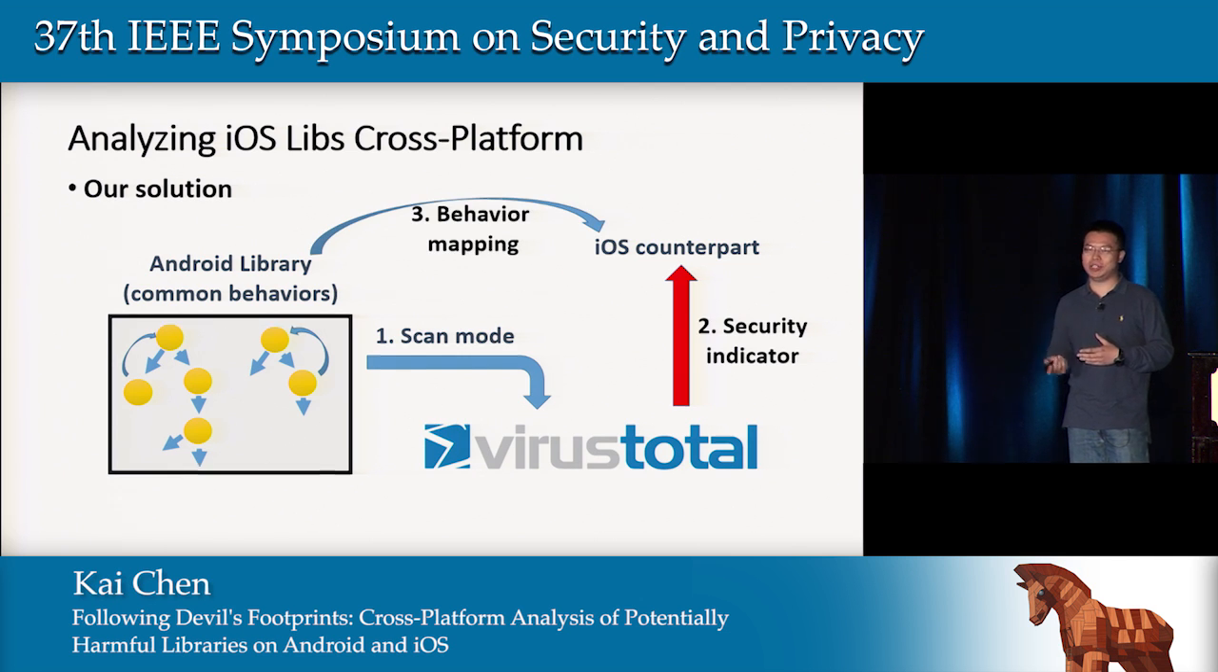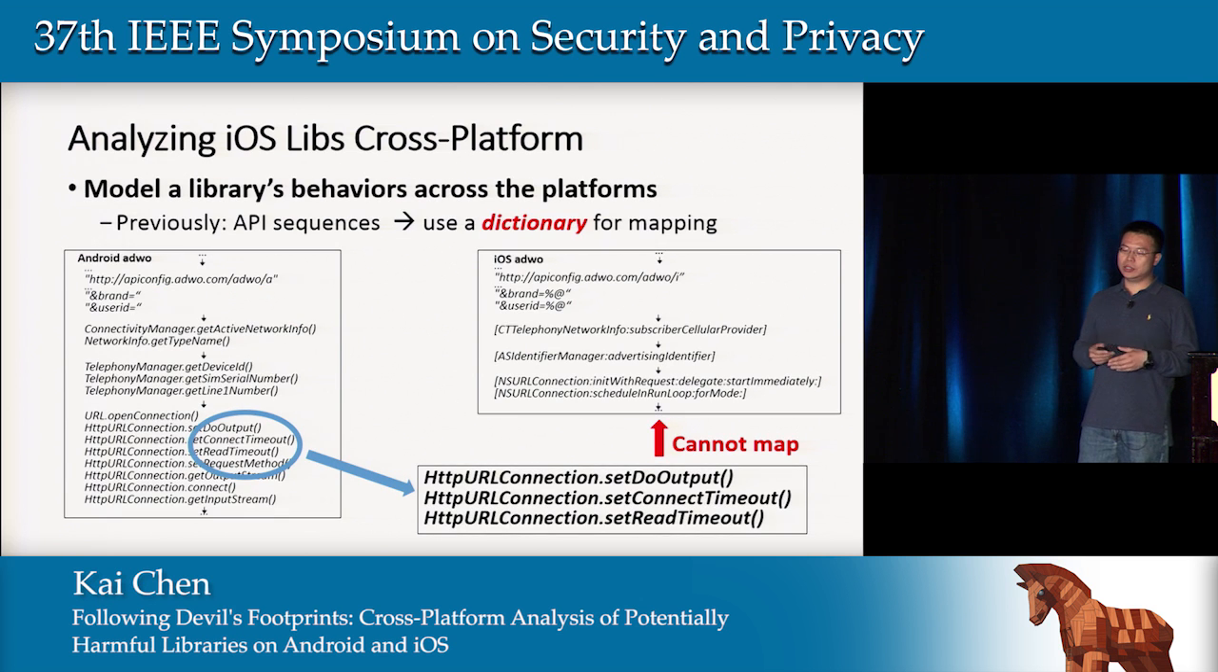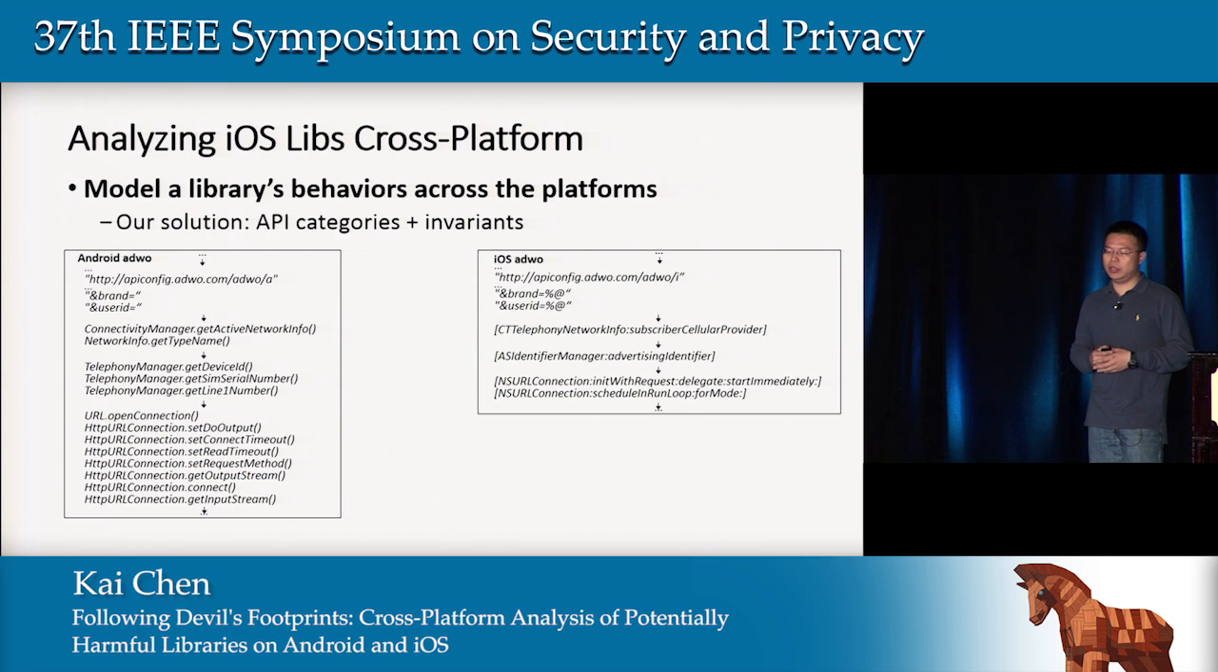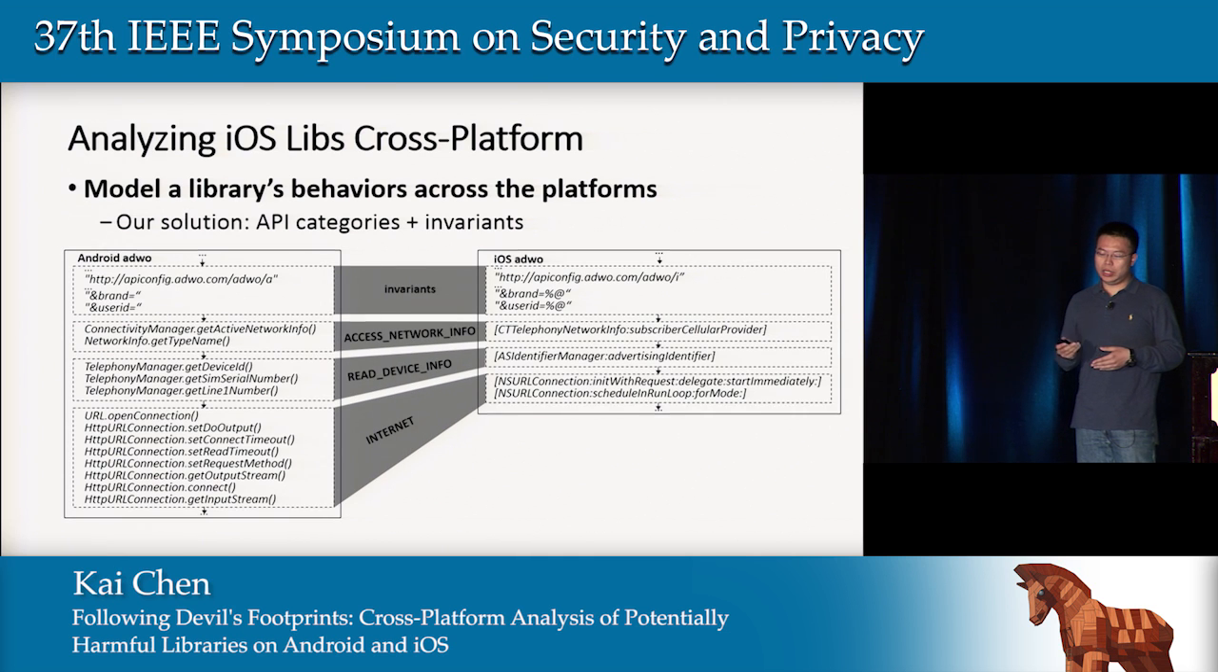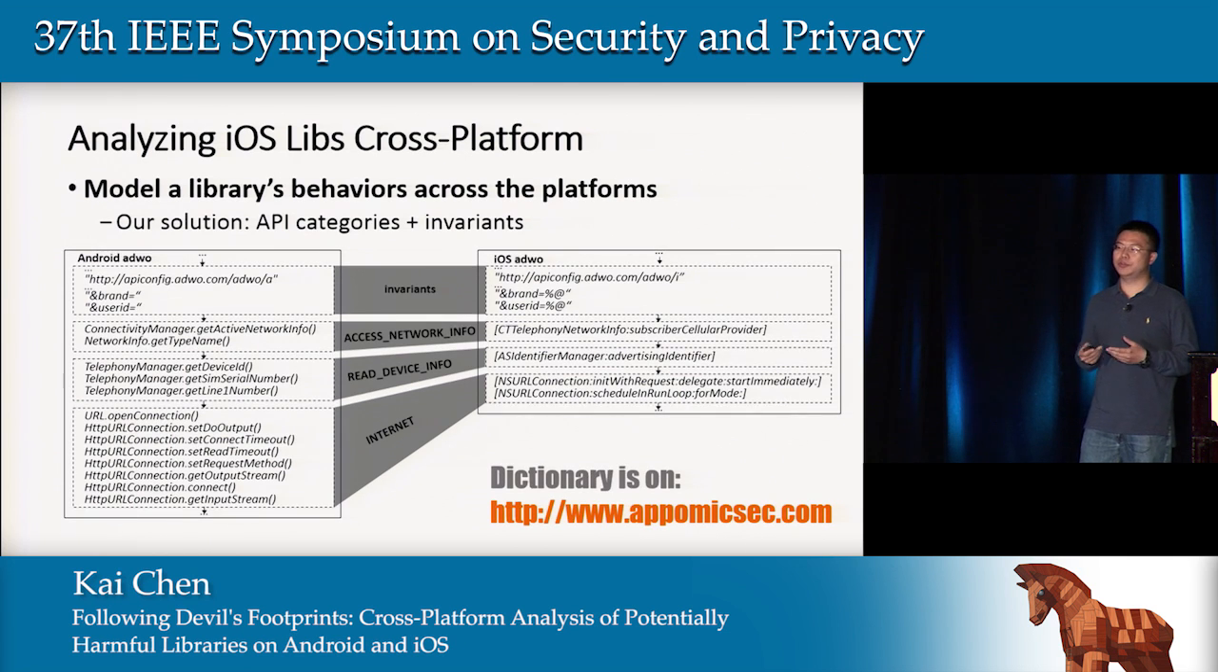So we do this behavior mapping. Here we model a library's behavior across platforms. Previously, people could use this API sequence, and it's easy to use a dictionary for mapping. But on iOS and Android, it's difficult to do that, because they have two frameworks and two API sequences. So here we use API category plus environments for this mapping. We also manually built this dictionary, and we want to put it open on this website, appomixsec.com.